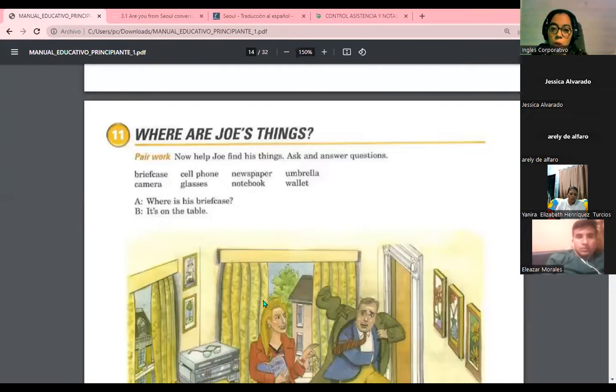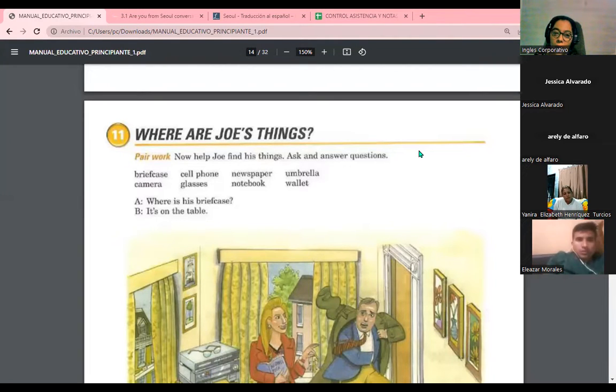We talked about, for example, prepositions. Do you remember that? Hablamos sobre articles, yes. ¿Qué más?